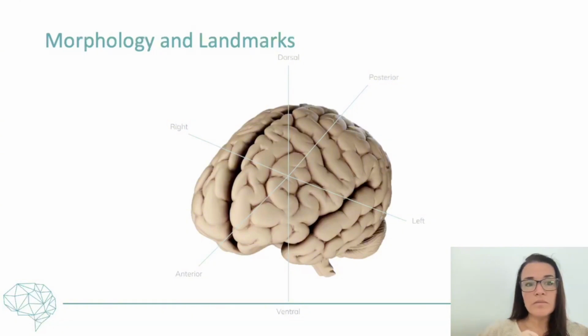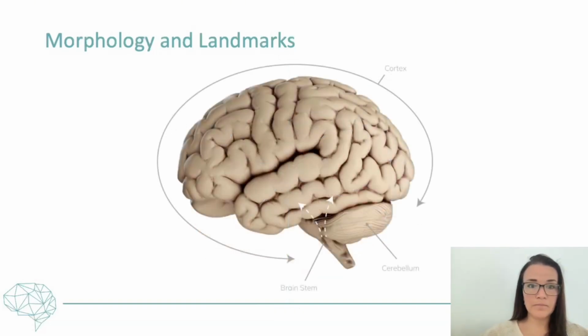So when we're thinking about morphology and landmarks, we have terms that we use to describe which direction we're going in whenever we're trying to find something in the brain. So dorsal means on top, ventral means underneath, right is obviously right, left is obviously left, anterior is more towards the front, and posterior is more towards the back. And so you'll hear these terms quite often, especially when you are trying to orientate yourself in terms of where things are in the brain.